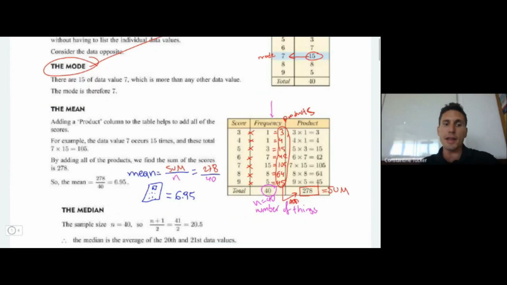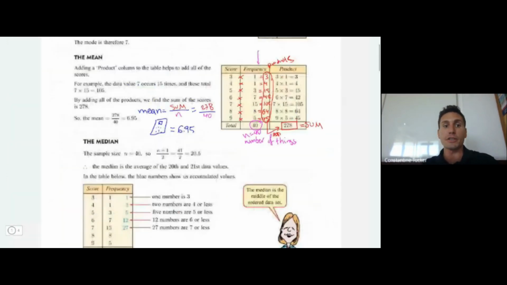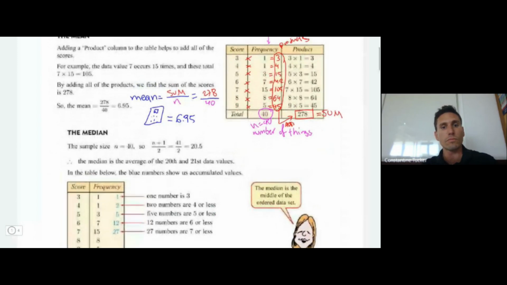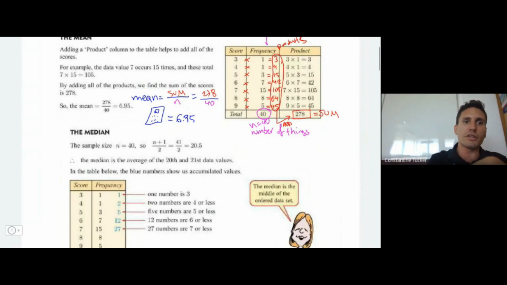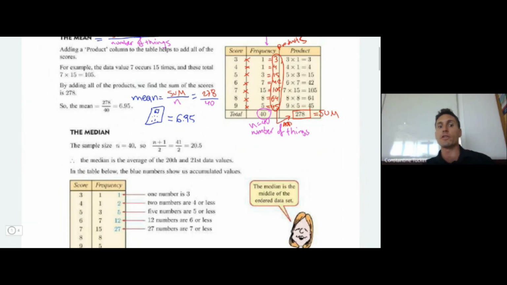Okay. And now we move on to the median. Yes, it's the mean. So the mean is always equal to a fraction, which will be the sum of all of these red numbers multiplied, divided by the number of things. Exactly. The mean is the average. That's it. So let's move on now to the median.